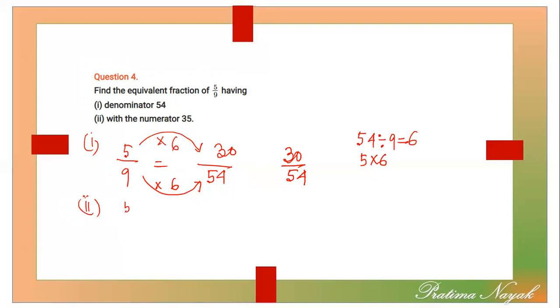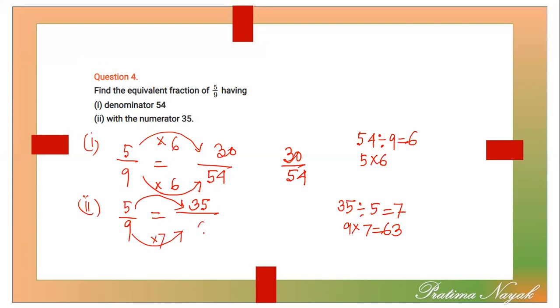Now 5 by 9, here for the part, make the numerator 35. I hope you can do it yourself now. What is multiplied here? It is 7 multiplied, because 35 divided by 5 is 7. So 7 you will multiply in 9. 9 times 7 is equal to 63. So here I'll multiply 7 to make it 63. So 35 by 63 is the answer.